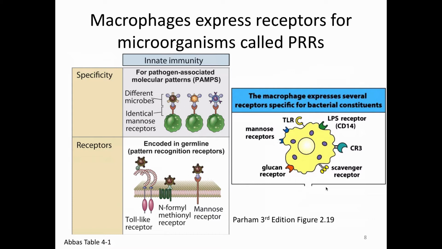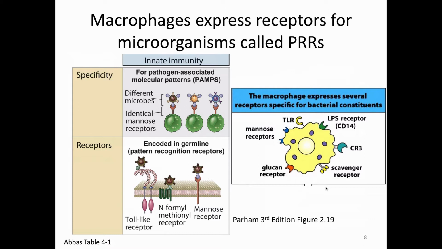These are, it says here, encoded in the germline, which will probably not make any sense to you right now, but the basic idea is they're encoded like normal proteins are. And we're going to see some things that are not encoded that way later. You can see some examples here.